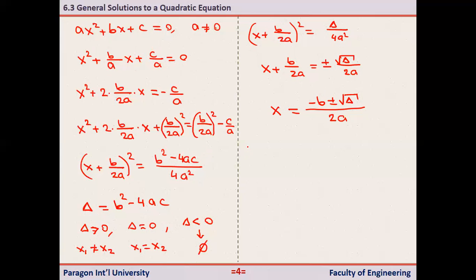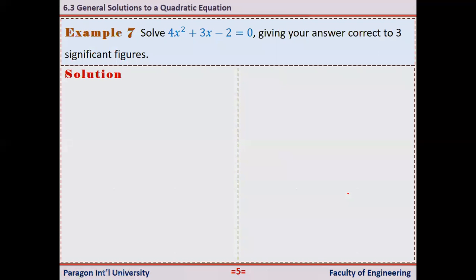So what is the first root of this equation? That's equal to minus b plus square root of delta over 2a. And the second root, if delta is greater than zero, is minus b minus square root of delta over 2a. Immediately, let's use this in an example. In example 7, solve 4x squared plus 3x minus 2 equals 0, giving the answer correct to 3 significant figures.